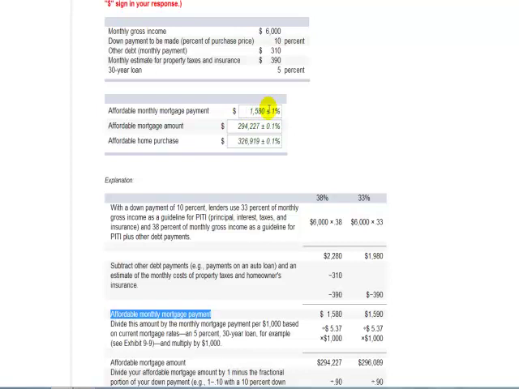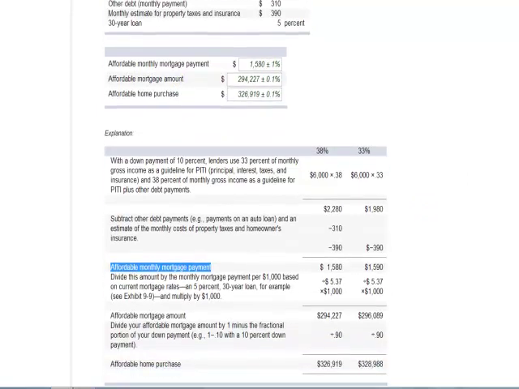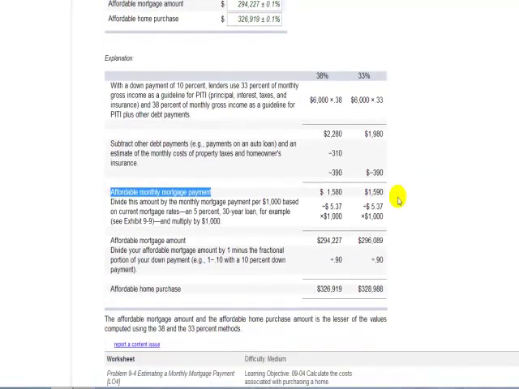The next thing we're going to do is calculate the affordable mortgage amount. So the affordable mortgage amount is going to be either the $1,580 monthly mortgage payment or the $1,590 monthly mortgage payment, depending on which of these two percentages you're going to use. And you can multiply this times a factor. And this factor is based on a table that's Exhibit 9-9. And we're going to use 5% for a 30-year loan.